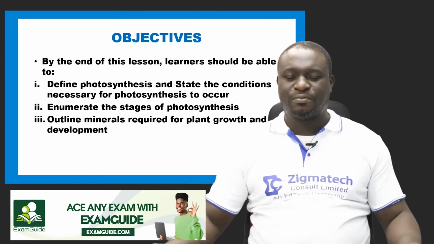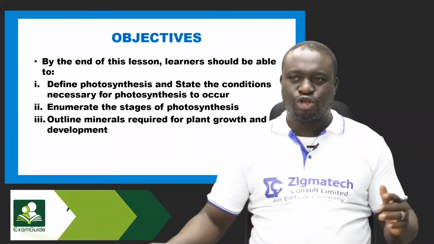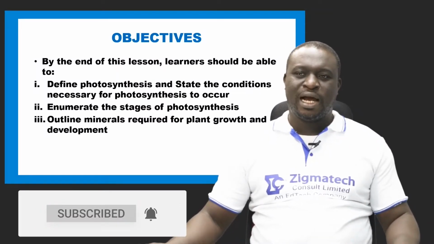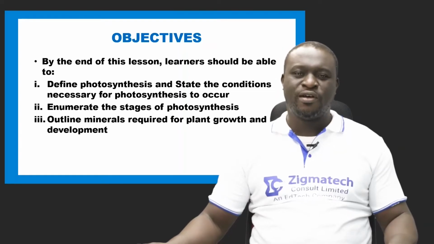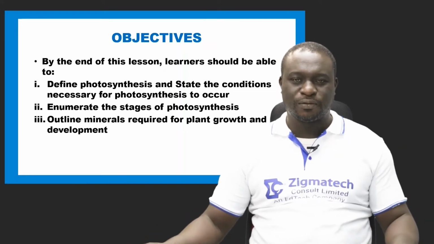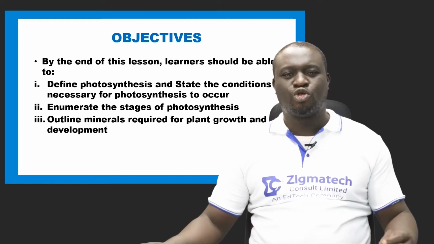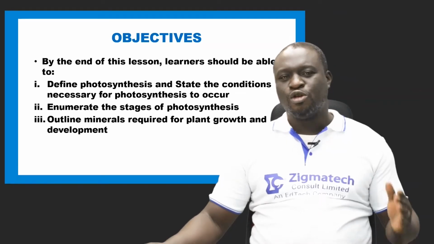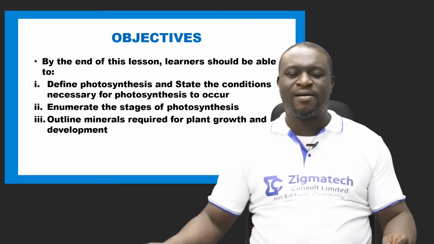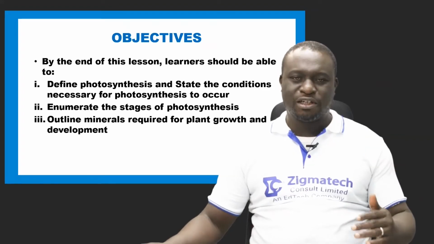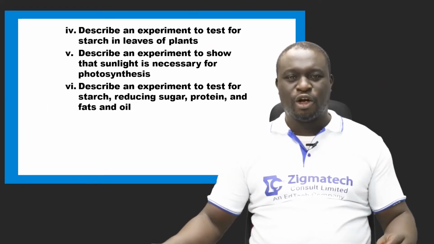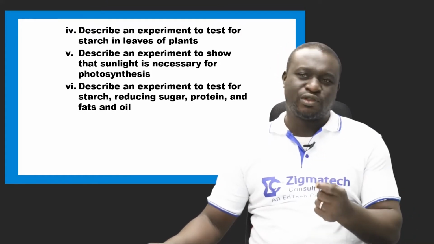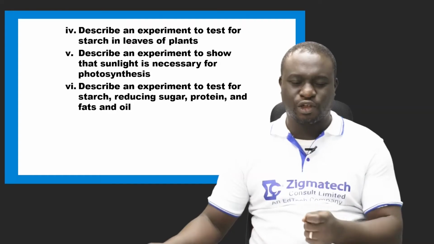By the end of this lesson, you should be able to define what we call photosynthesis and state the conditions that are necessary for photosynthesis to occur. Number two, you should be able to enumerate the stages of photosynthesis. Number three, you should be able to outline minerals required for plant growth and healthy development. Number four, you should be able to describe an experiment to test for starch in leaves of plants.